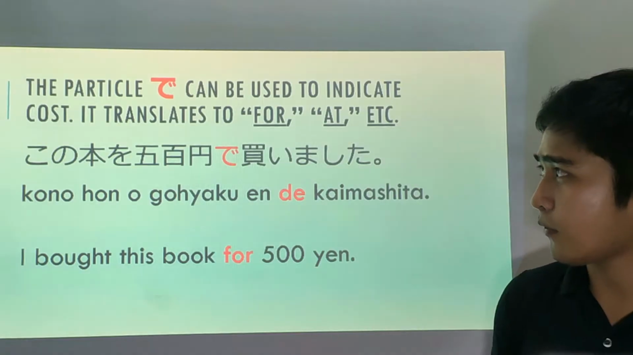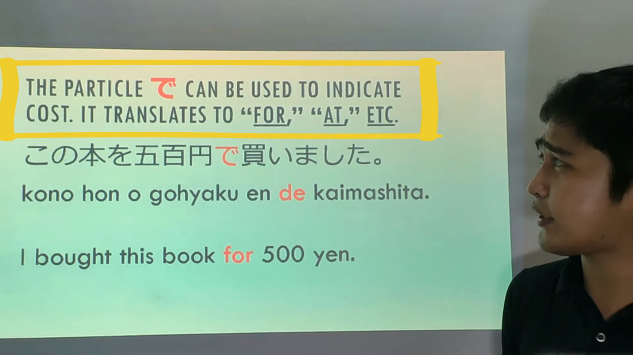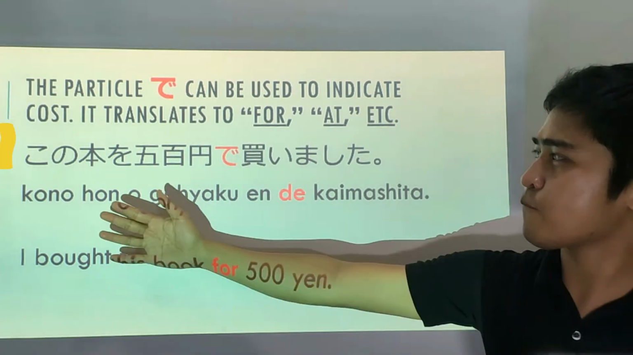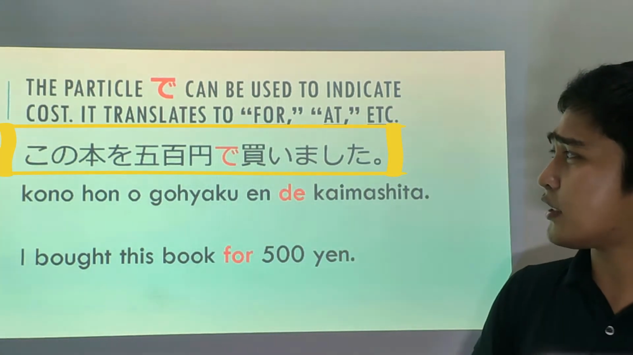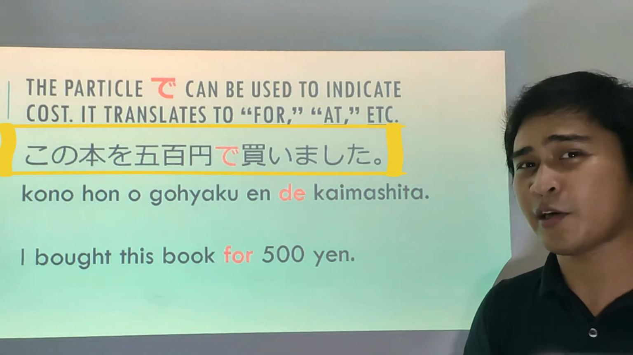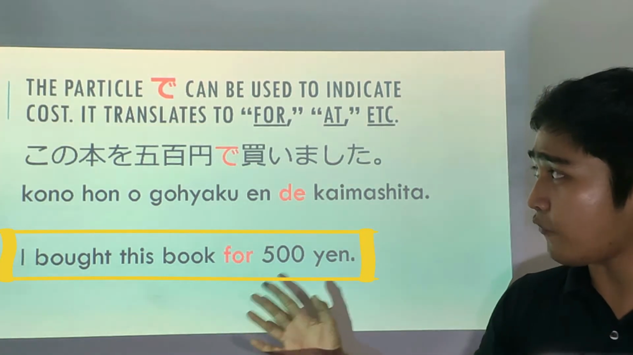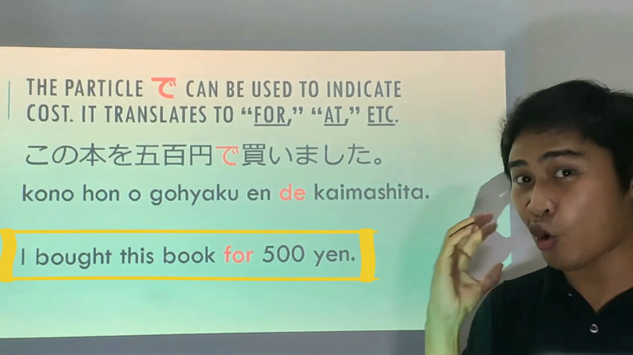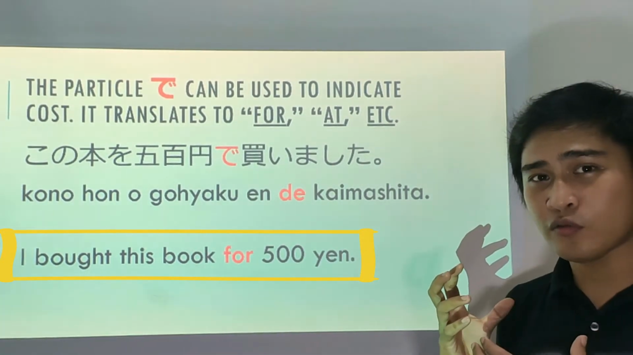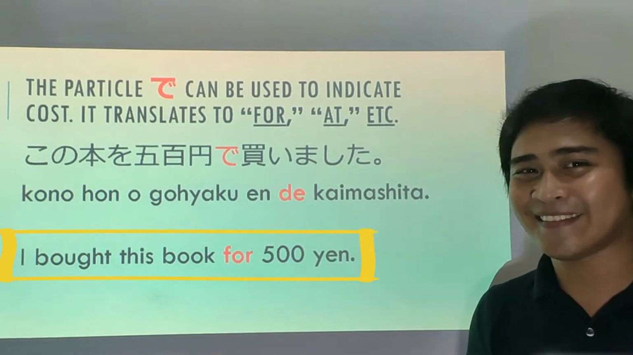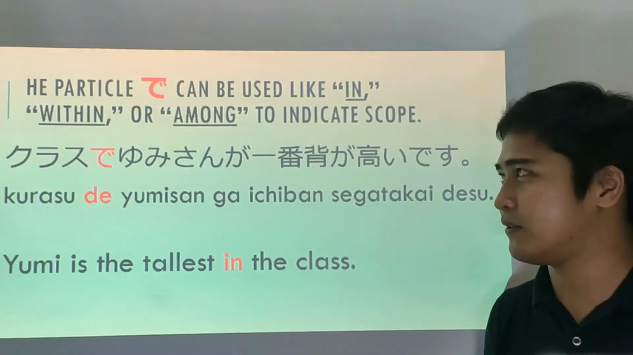Okay, isa pa. The particle de can be used to indicate cost. It translates to for, at, etc. Kono hono goyaku en de kaimashita. So I bought this book for 500. For 500, to indicate cost. Binili ko ang libro na to sa halagang 500 yen. Okay? Next naman na meaning.